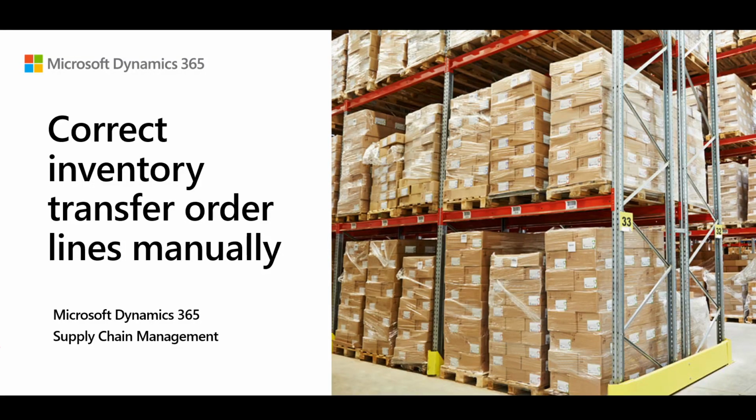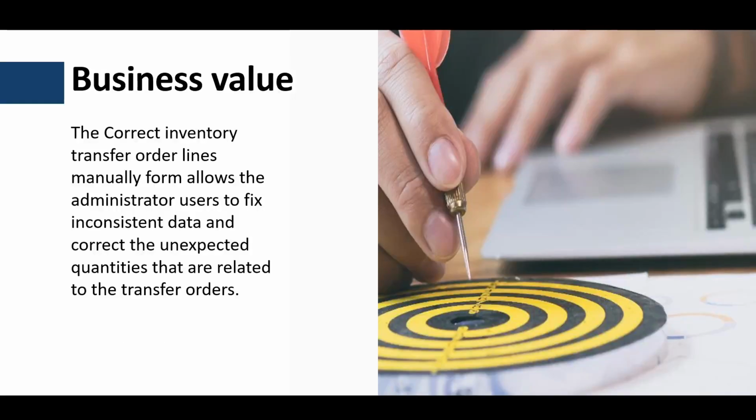Today we're gonna review one of the data fix tools that are available in Dynamics 365 Supply Chain Management: Correct inventory transfer order lines manually. The correct inventory transfer order lines manually is a self-service tool that helps administrator users to fix the data corruption and correct the unexpected quantities that are related to the transfer orders.